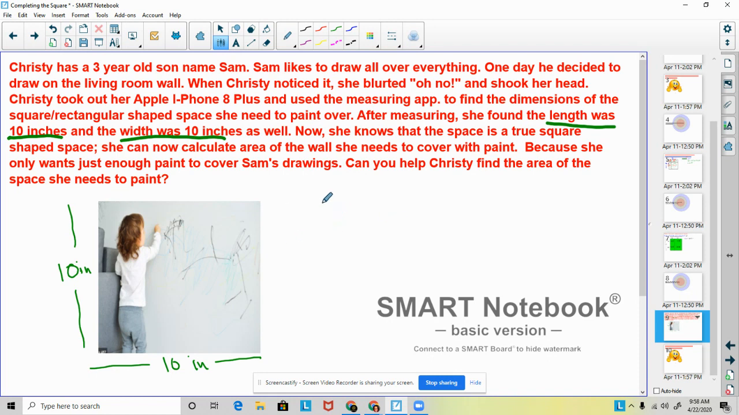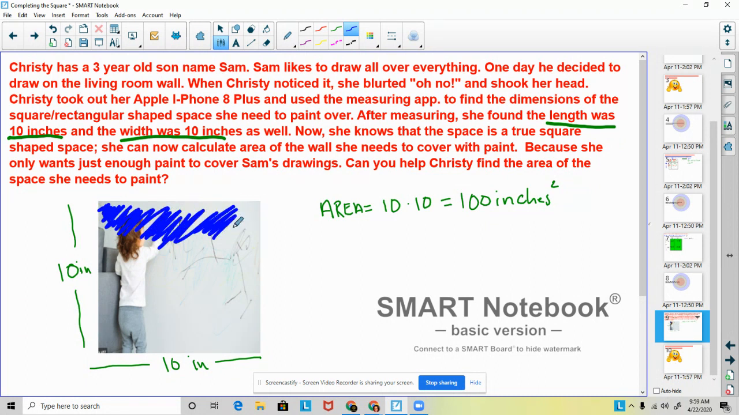Oh, yeah. So to find the area of that space, I take my length times my width, and I get 10 times 10, which is 100 inches squared. Okay, 100 inches squared is this area right here. So now Christy can go into Lowe's and buy just enough paint so that she can cover up all this mess that Sam has created.